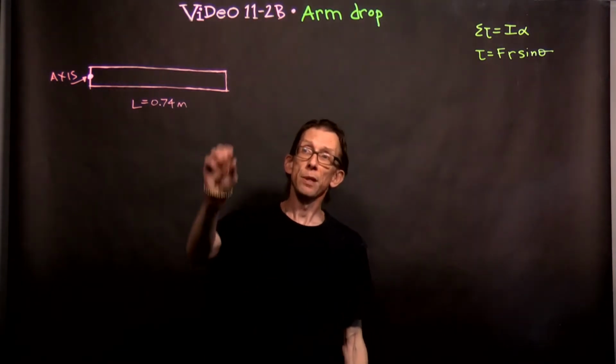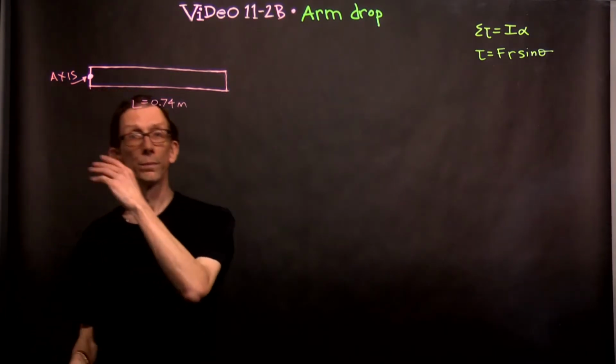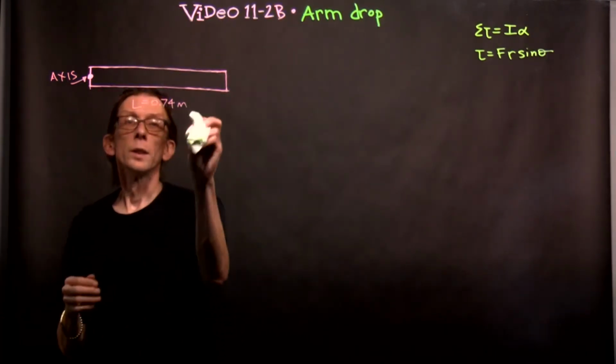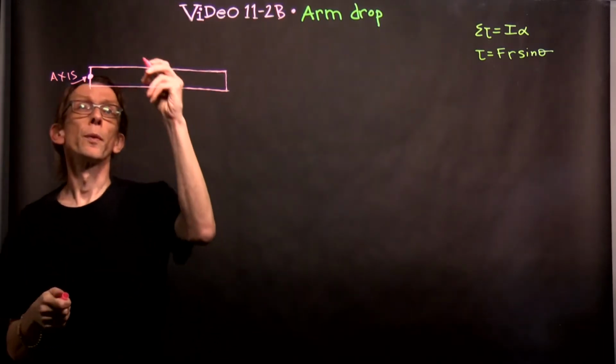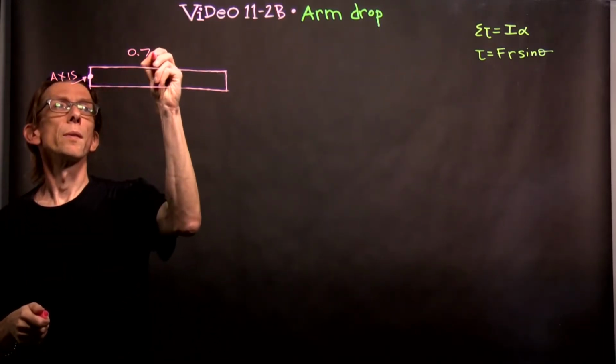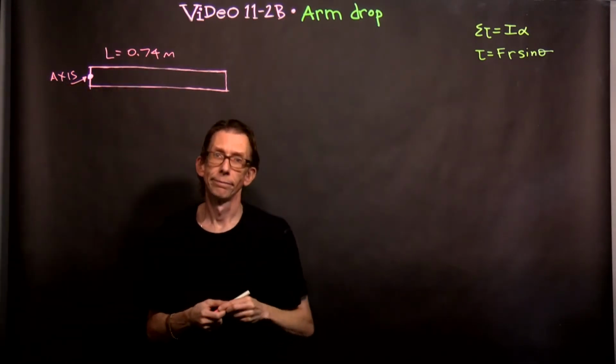And we're going to ask what happens if we release that. It's going to fall, it's going to swing down. I'm actually going to put this length as 0.74 meters, which is about as long as my arm. 0.74 meters, we'll call that L. We're going to let it fall.